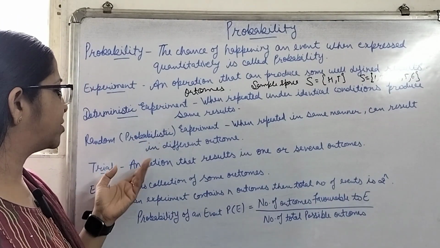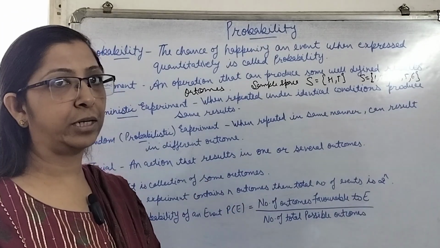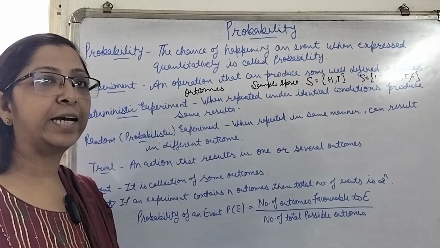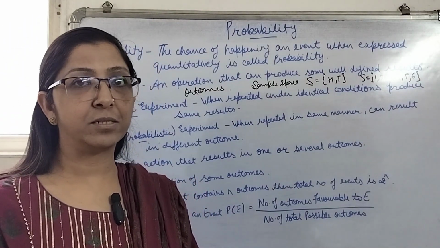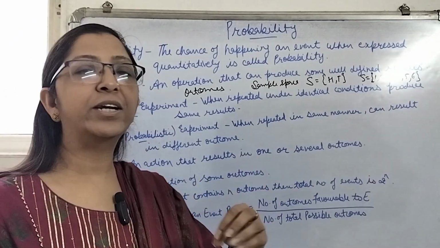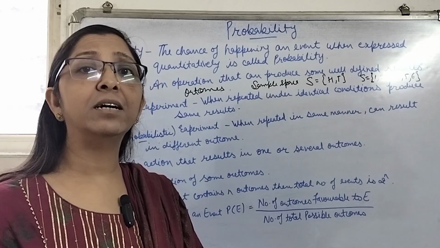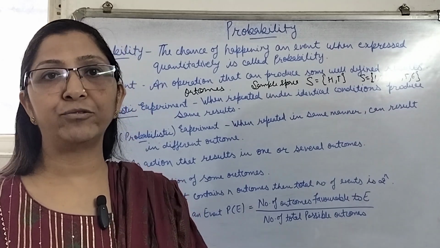Now what is a trial? A trial is simply an action that results in one or several types of outcomes. Now an event is basically a collection of some outcomes. Whenever we are conducting any experiment, there are so many events. Like if we are tossing a coin, one of the events is just getting a tail. Getting a head is also one of the events.